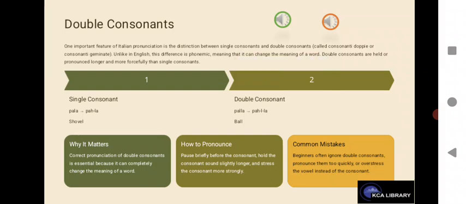An important feature of Italian pronunciation is the distinction between single consonants and double consonants, called consonanti doppie or consonanti geminate. Unlike in English, this difference is phonemic, which means it can change the meaning of a word entirely. How double consonants work: they are held longer and pronounced more forcefully than single consonants. Correct pronunciation is essential to avoid confusion between words.